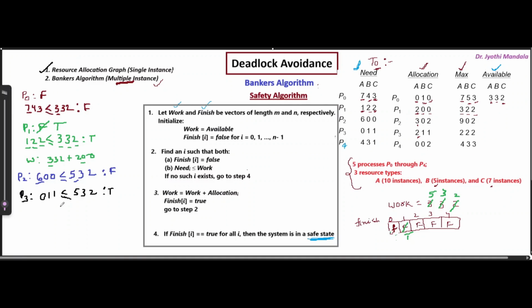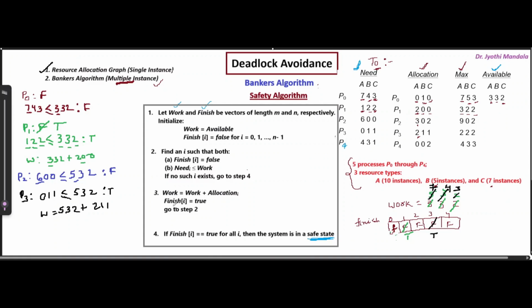Once the work is done, what we need to do? Work is 5 2 3 plus allocated. What is allocated for P3? 2 1 1, which is to be added. So finally it has to be updated again. 5 plus 2 is 7, so this value has become 7. And 3 plus 1 is 4, updated to 4. And then 2 plus 1 is 3, updated to 3. Now again we need to change the finish of P3 to true, so this has been made true.